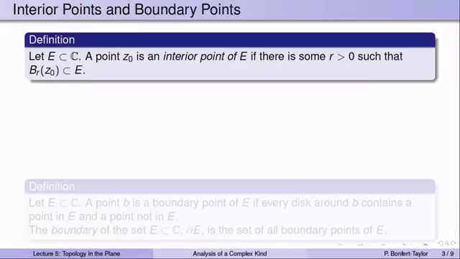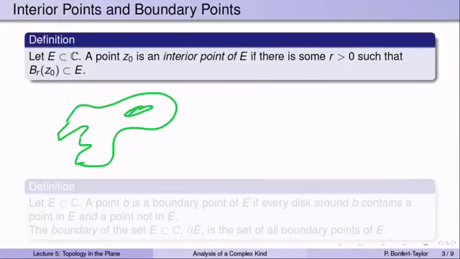We need some more definitions. Suppose we're given a set E. So some set. Maybe it looks like this. Maybe it has a hole. Who knows? We say an interior point of E is a point like this, point z0, such that there exists some r, such that the disk of radius r centered at z0 is entirely contained in E. So I can draw a little disk around this point, and it still fits entirely into the set E.